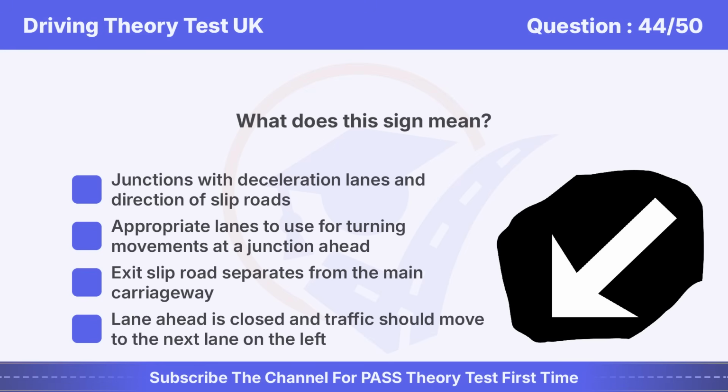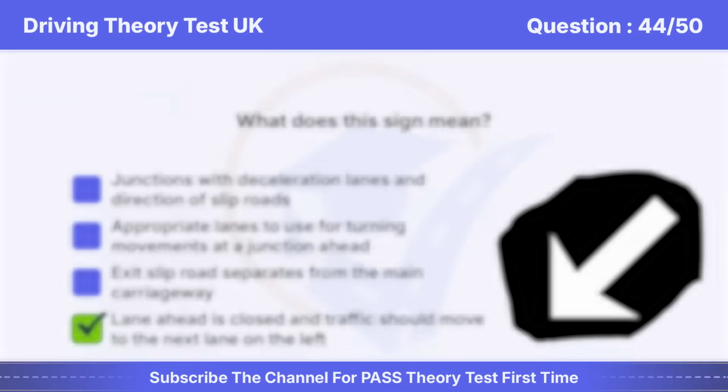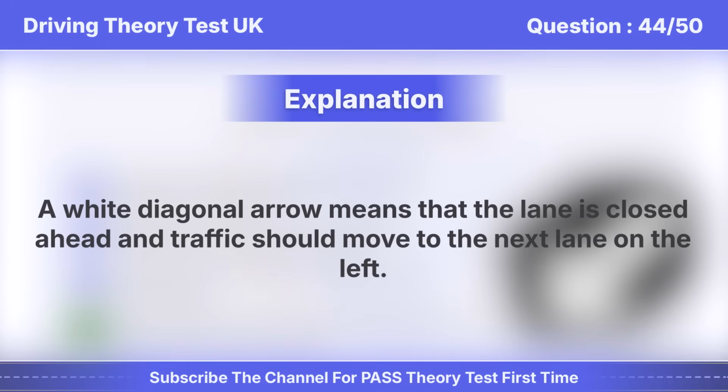Question 44. What does this sign mean? Answer is D. Lane ahead is closed and traffic should move to the next lane on the left. A white diagonal arrow means that the lane is closed ahead and traffic should move to the next lane on the left.